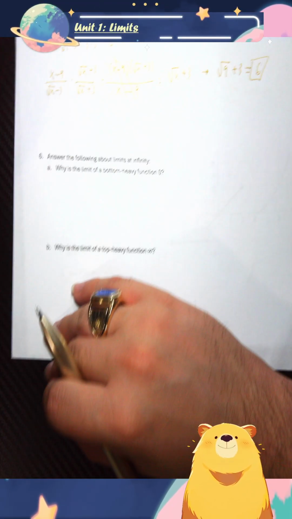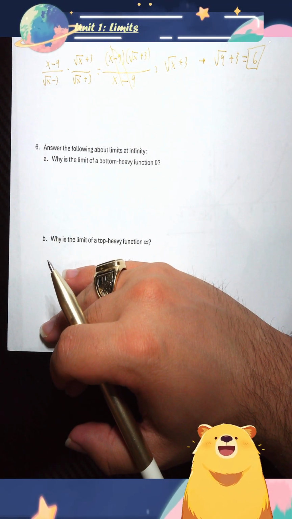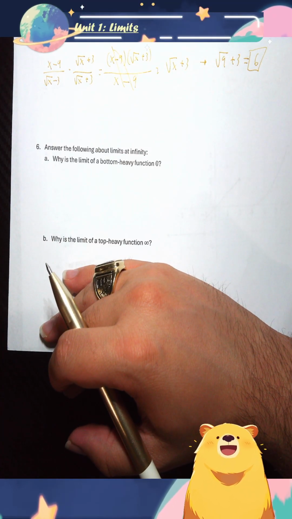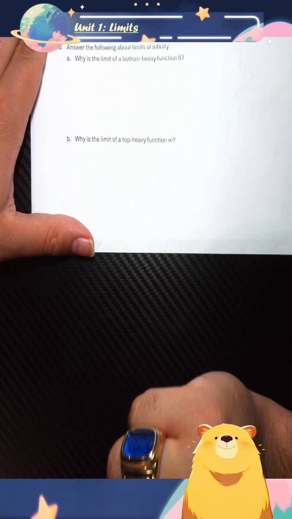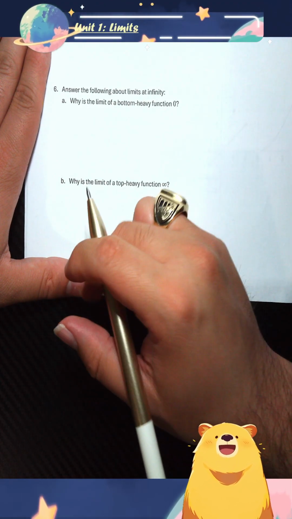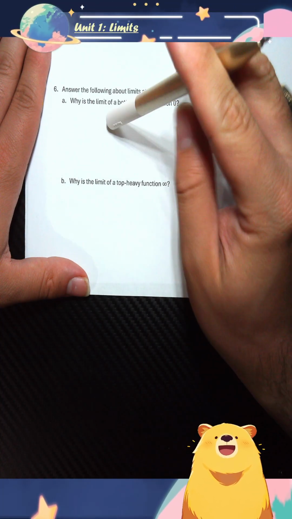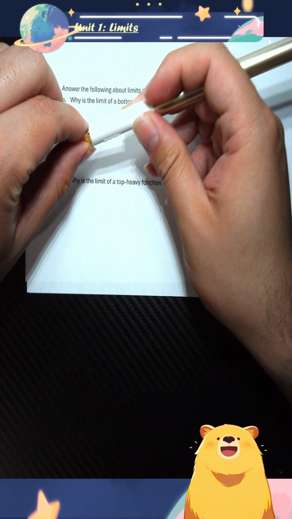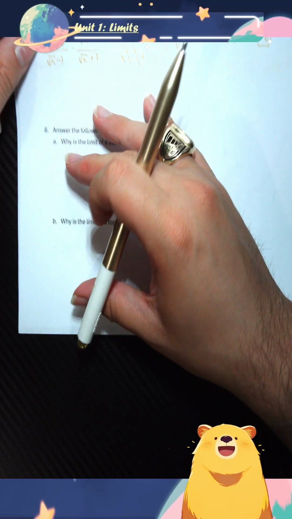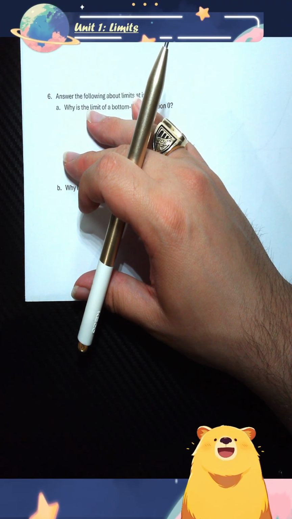All right. Hopefully our answers are matching so far. Last, number 6. Answer the following about limits to infinity. Why is the limit of a bottom heavy function 0? This is actually more of a talking point. I kind of intend this to be something better to discuss, as a visual cue a little bit, but as a logical cue more specifically is what I want you to see.